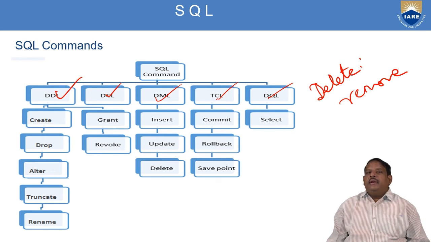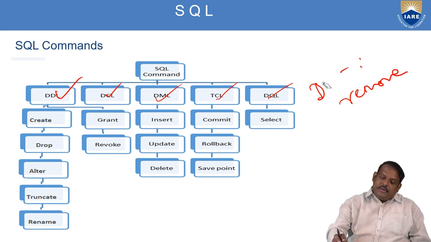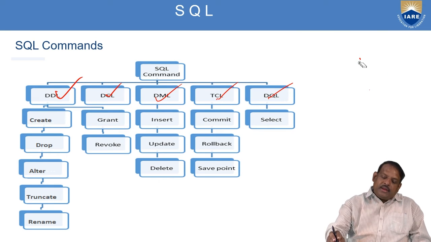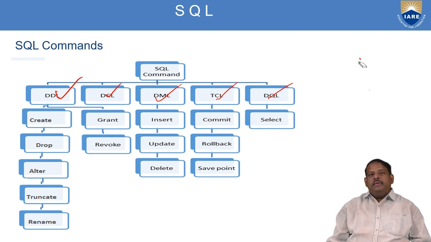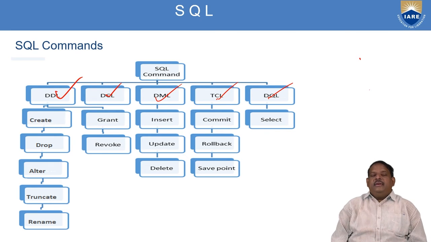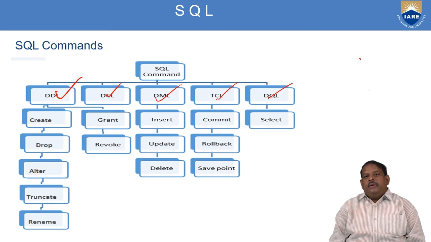Data control language. This is data control. It means you want your data to be controlled by some persons. So we have to grant some rights. Grant is the keyword used to give access to some users.